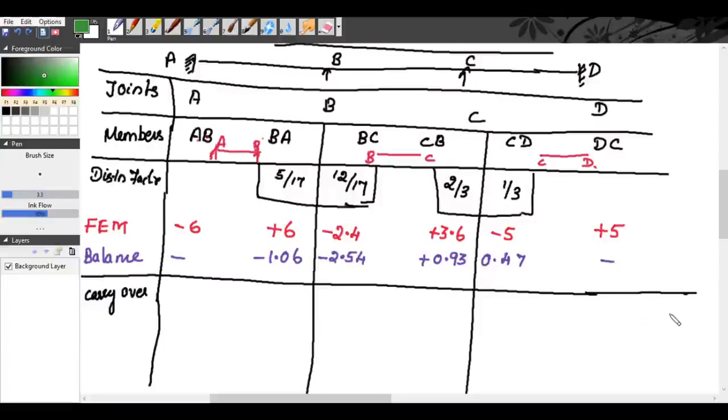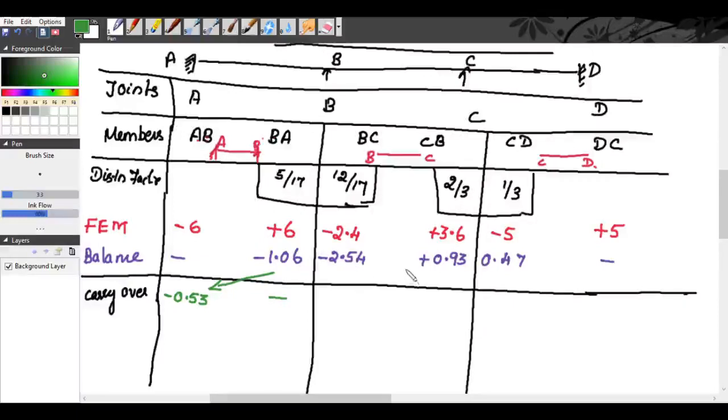So, from the fixed end, load does not carry, but the load is carried from the intermediate support towards the fixed support. Now in the span AB, half of this moment will be carried to A. So minus 1.06 divided by 2, we get minus 0.53. From A, nothing is carried because this is fixed.